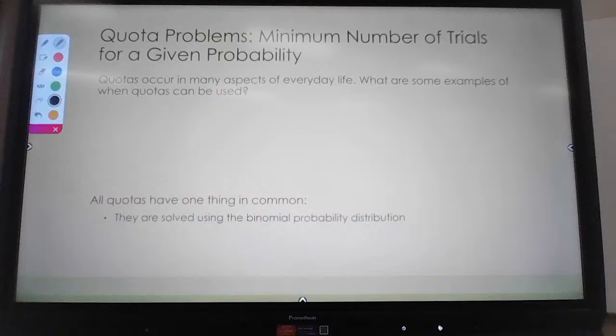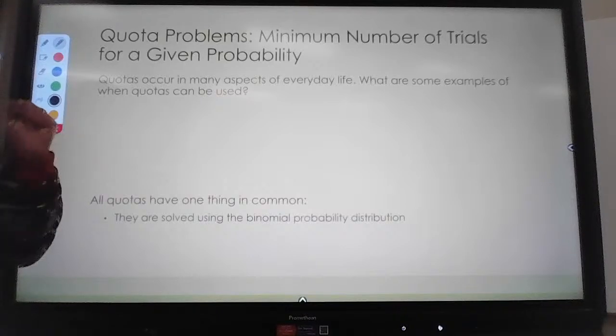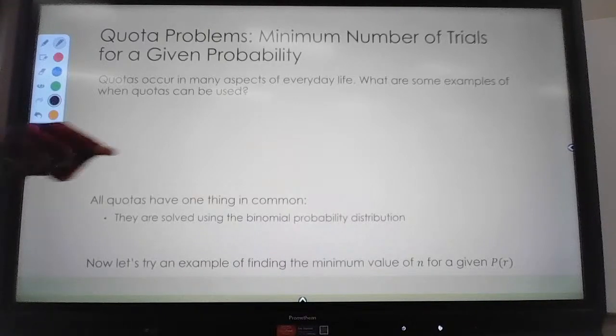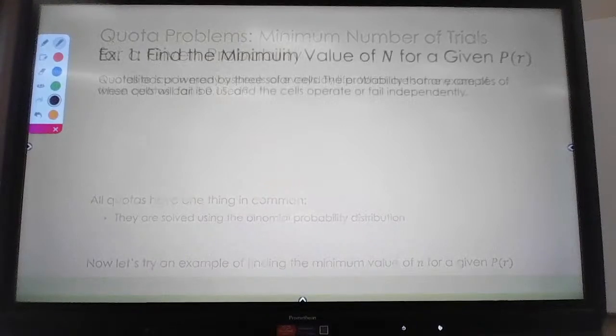All quotas have one thing in common. We can figure out a quota by using the binomial probability distribution, because either you meet your quota or you don't. Or either you meet your goal or you don't. So what we're going to do is look for an example. We're going to try this example of finding a minimum value of n for a given probability.